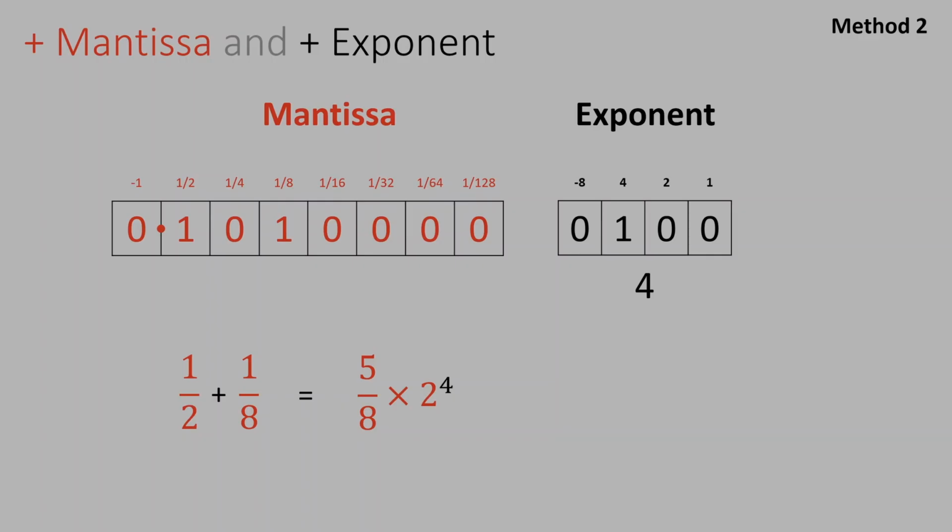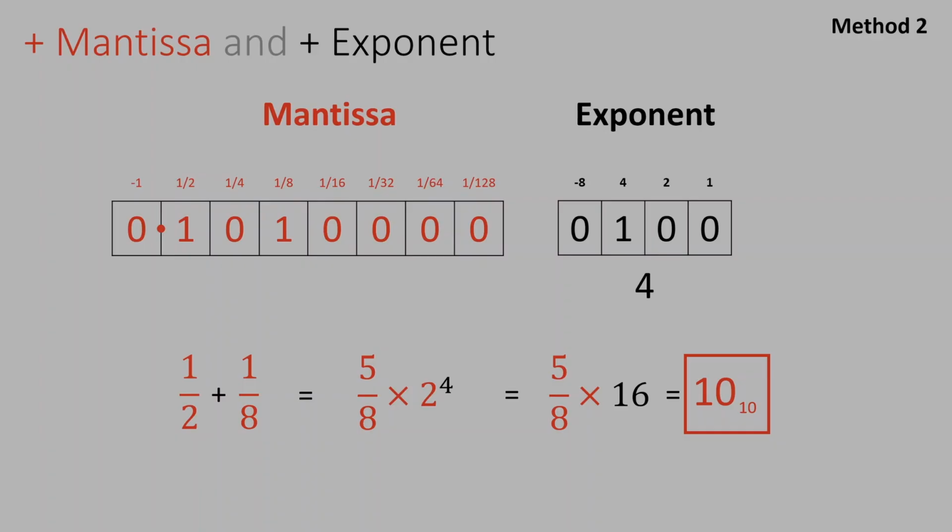And then what we do in this method is raise whatever we've added up to the base number 2. We multiply it by 2 to the power of the exponent. So this is just the same as saying 5 over 8 times 16. If we actually carry that out, we get the value 10.